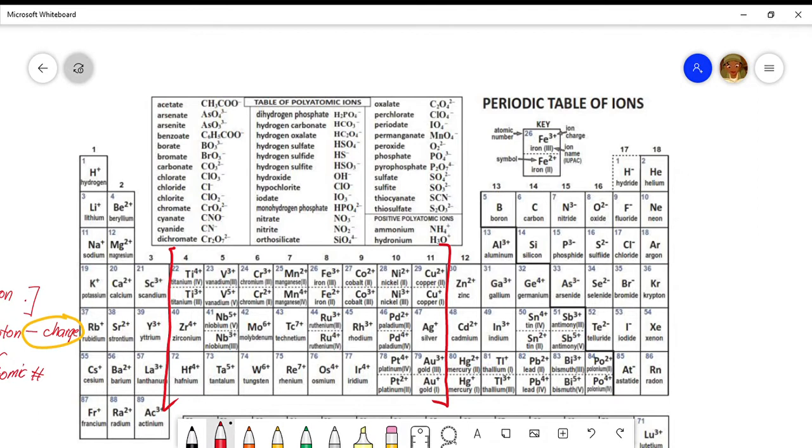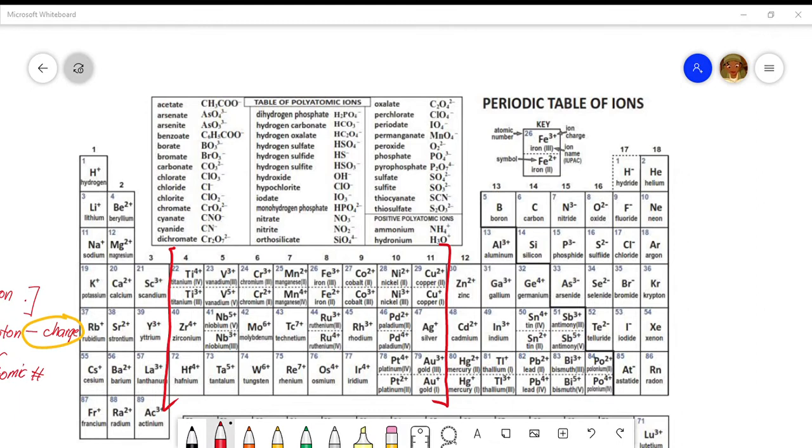So I also have another periodic table which also has charges. This is the periodic table of elements, and the one I showed you earlier was the periodic table of ions. This is the most basic periodic table, and it's also complete. So I'm going to give an example here.